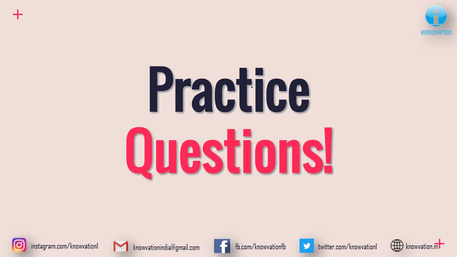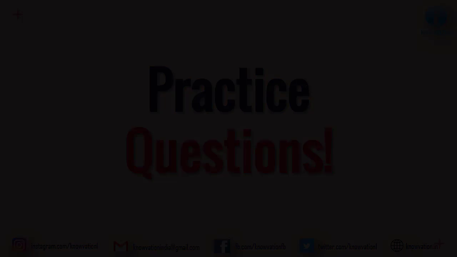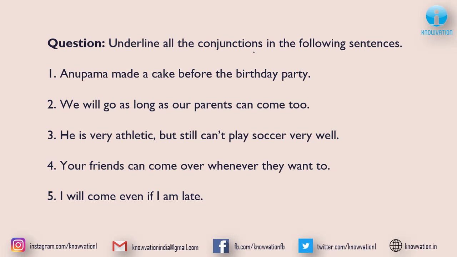So friends, now is the time for some practice questions. All right, so let's jump straight into it. So friends, as always, we'll first underline the conjunctions in the following sentences. So let's start. Anupama made a cake before the party ended. So friends, here "before" is linking these two clauses: Anupama made a cake and the birthday party. So here "before" is my conjunction.